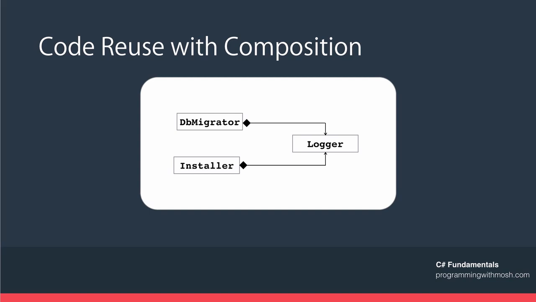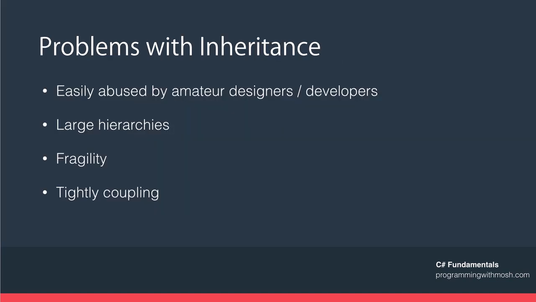and then we used that class in dbmigrator and installer. Now the problem with inheritance is that it can easily be abused by amateur designers and developers, which can easily lead to large hierarchy of classes. Such hierarchies are fragile. If you change a class on top of the hierarchy, all the classes inherited from that will be affected. And this is because of the tight coupling that comes with inheritance.